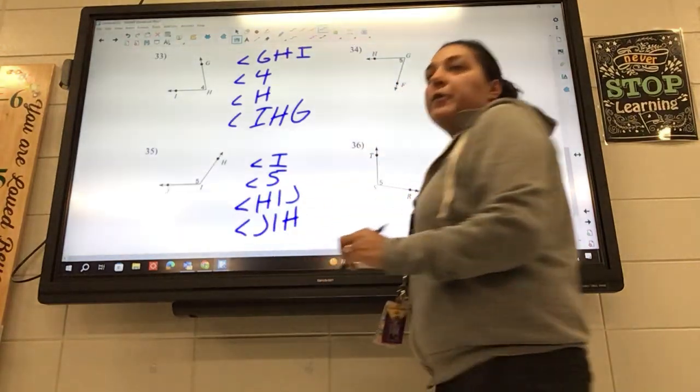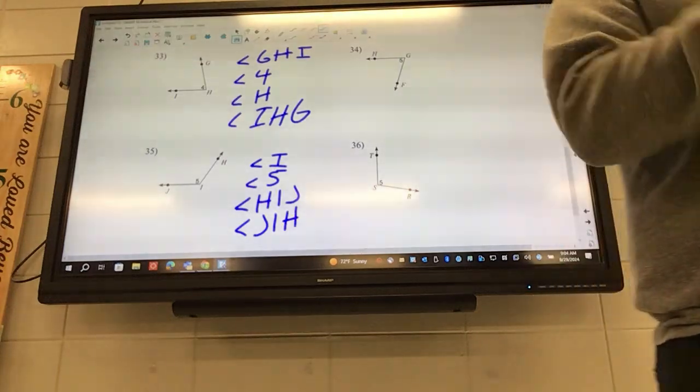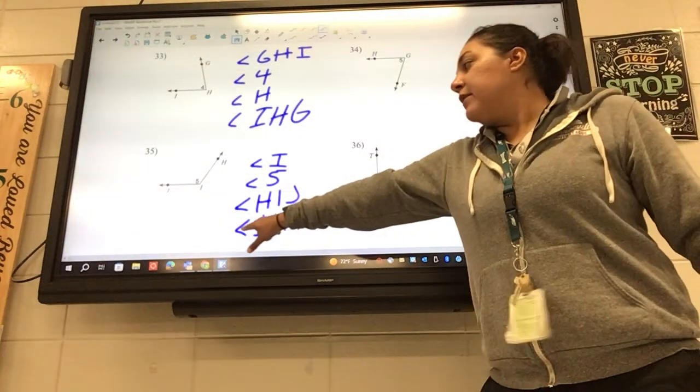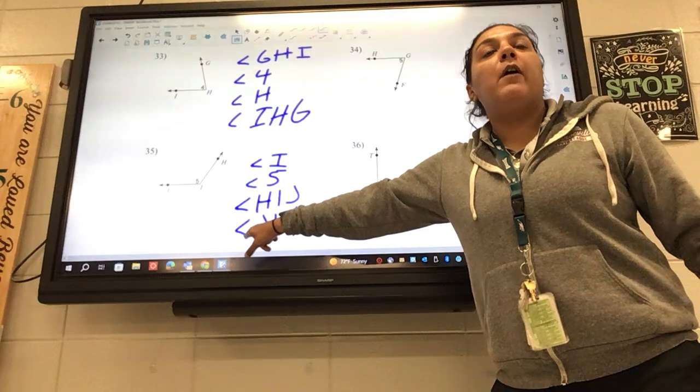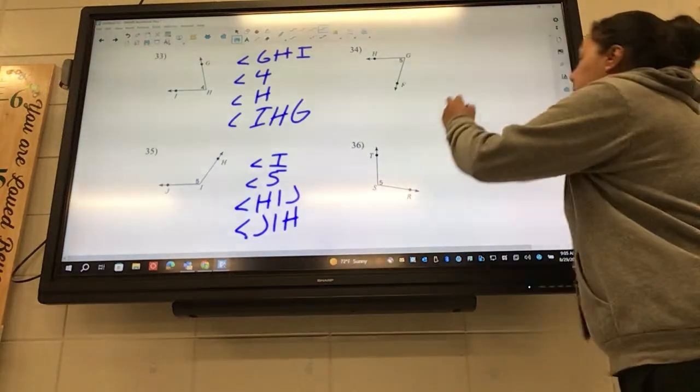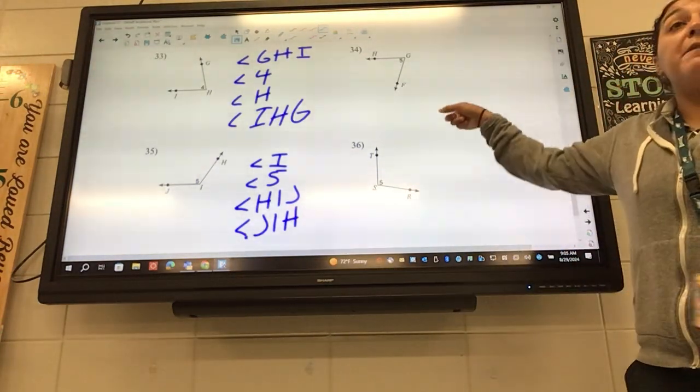JIH. I promise you, go back through your sheet and check. You have to have this. If you do not have it, I'm marking it off. On the other parts, you have to have the arrow above the ray. If you don't have it, I'm marking it off.